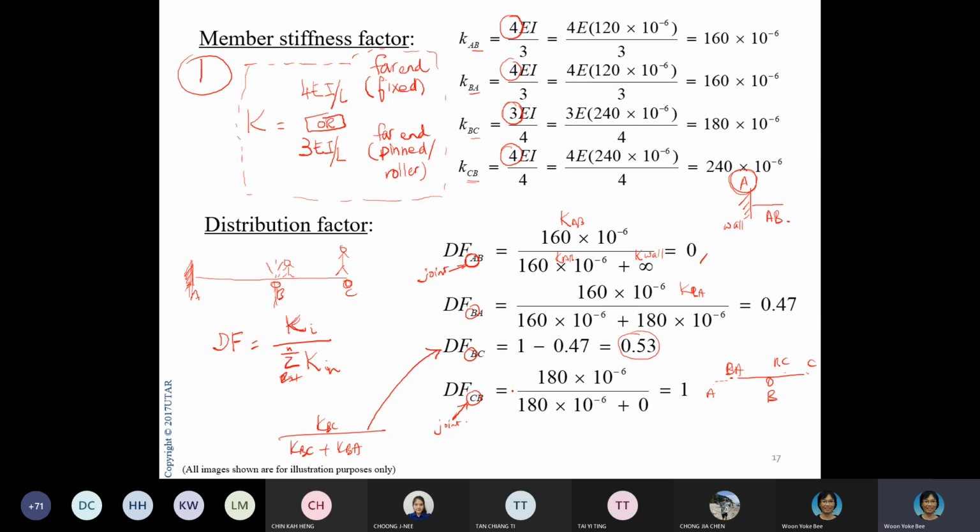Then for CB, if you look at your connection at C, this is a roller, and this is CB. So this is KCB, and here is the stiffness of a roller. Now, the stiffness of a roller is not stiff at all. It can rotate, so that's why we assume the stiffness to be 0. So you will get your distribution factor as well. This is just a recap of the previous lecture of how we arrived at the distribution factor.